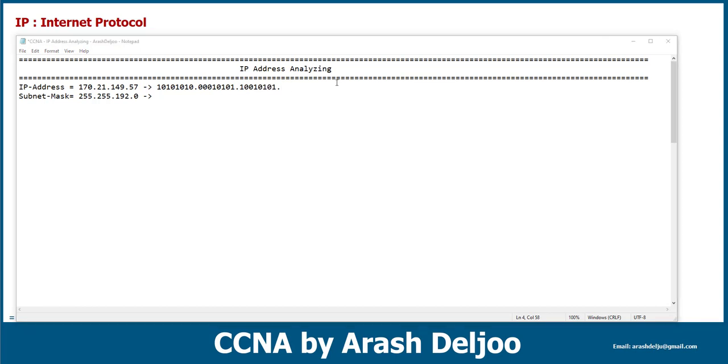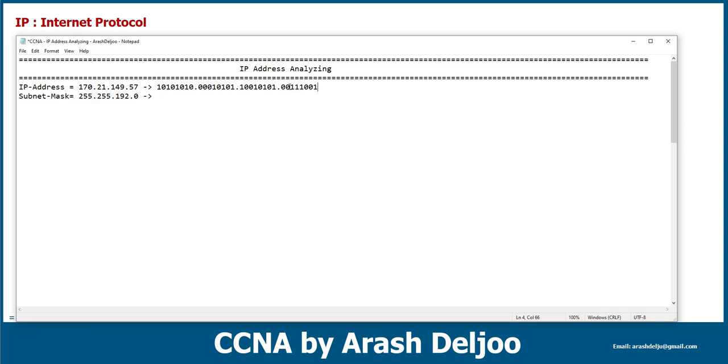Let me convert the 57. In 57 we don't have 128, we don't have 64, but we have 32, and after that we have 16. 32 plus 16 equals 48. We have 48 plus 8 equals 56, and then 0 0 1.